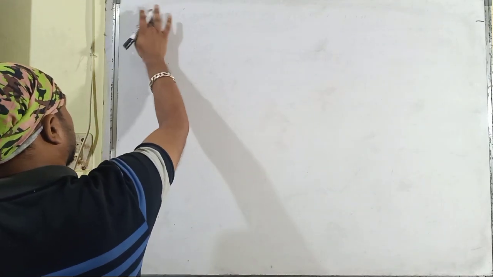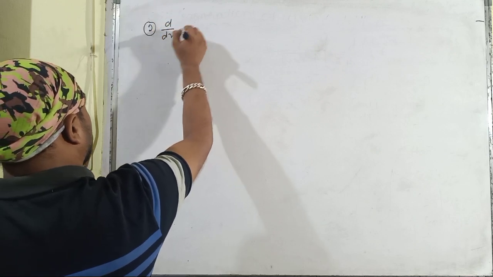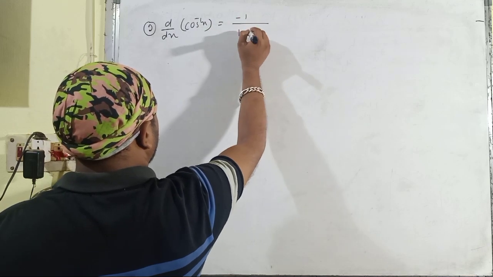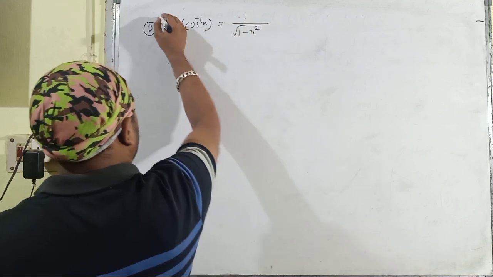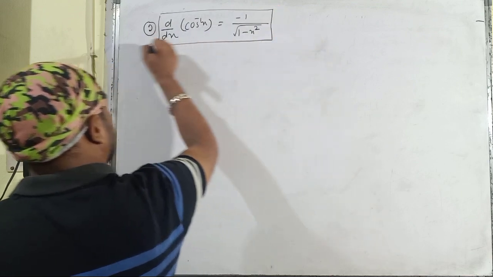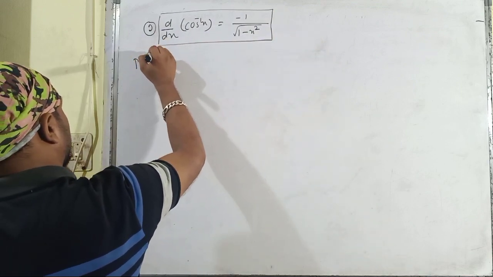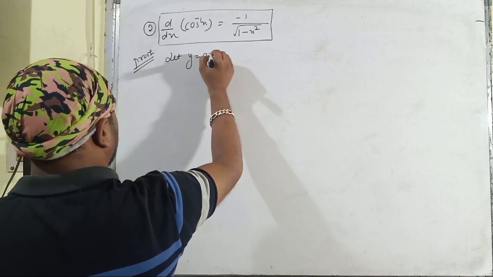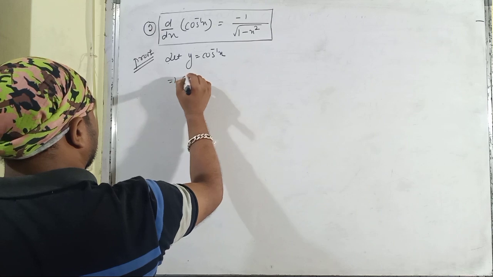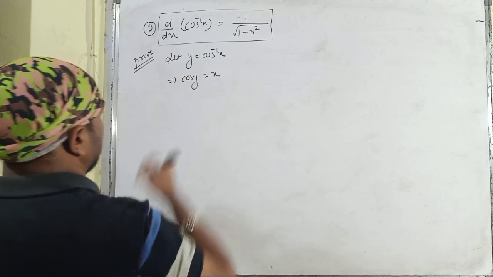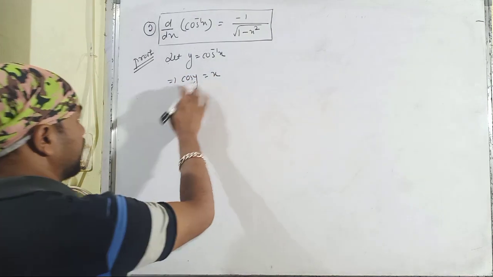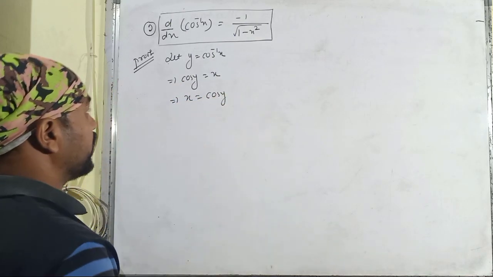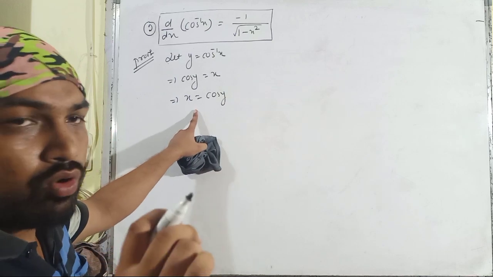The second one is differentiation of cos inverse x. It is minus 1 upon square root of 1 minus x square, and here it is the proof. Let y is equal to cos inverse x, then cos y will be equal to x. Just by changing the sides here, we can have x is equal to cos y. Then we have to differentiate both sides with respect to y only.